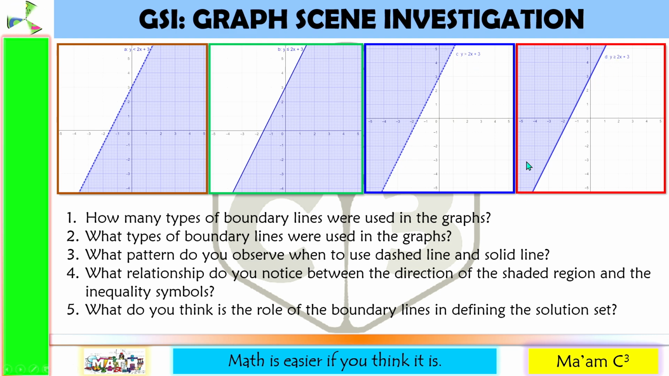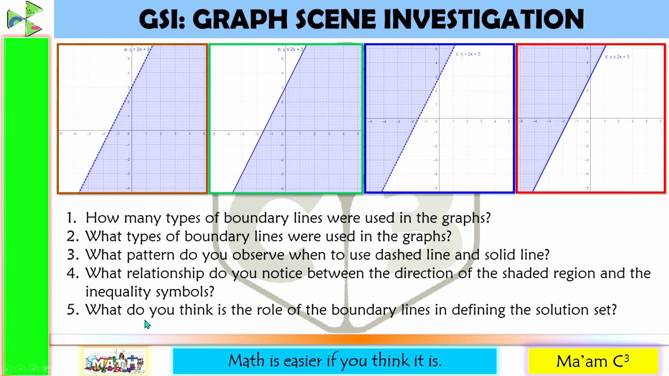So let's make a conclusion. When the shaded region is below the boundary line, the inequality symbol is less than or equal to. If the shaded region is above the boundary line, the inequality symbol used is either greater than or equal to. I hope you got it.